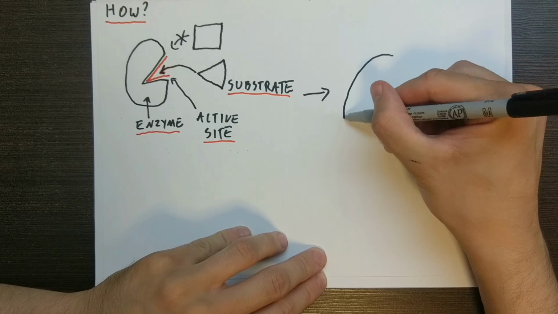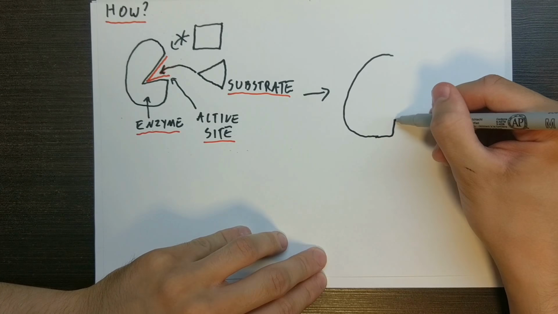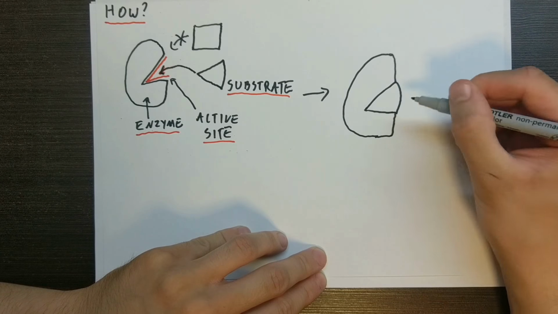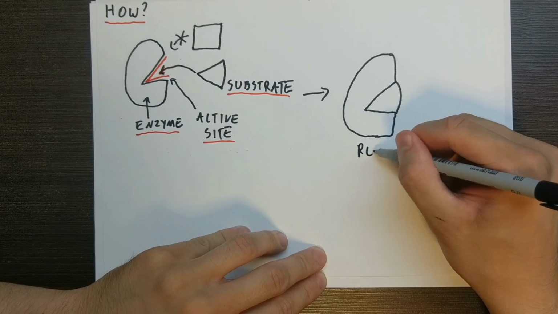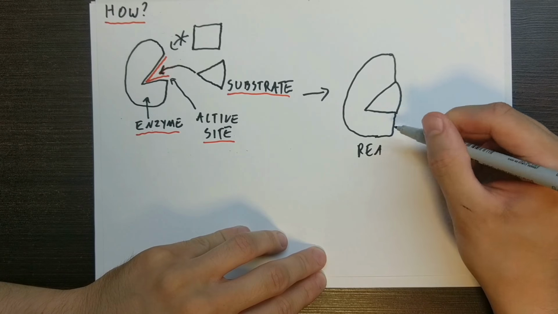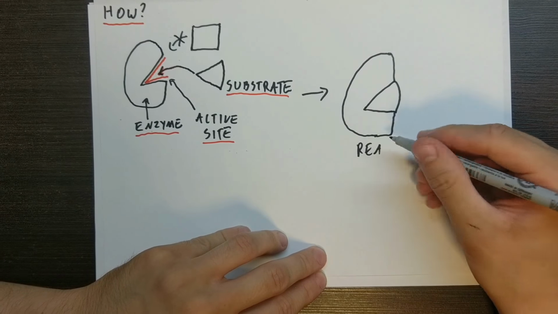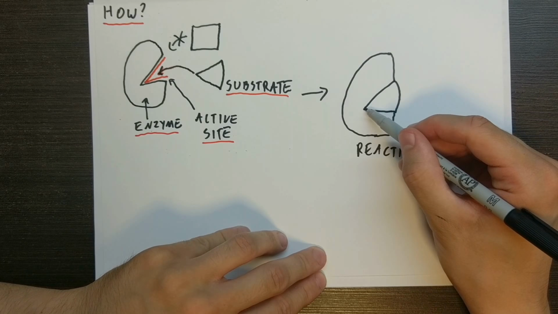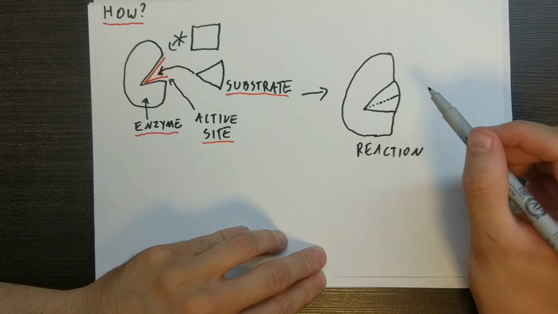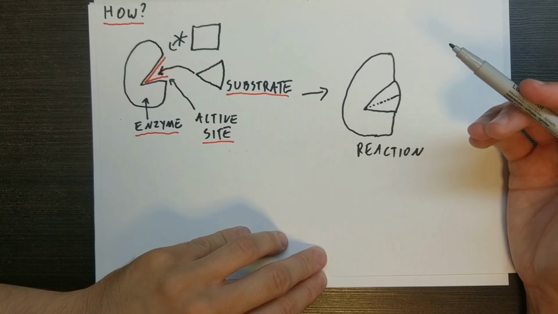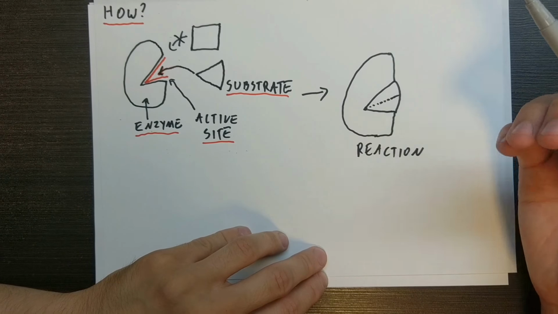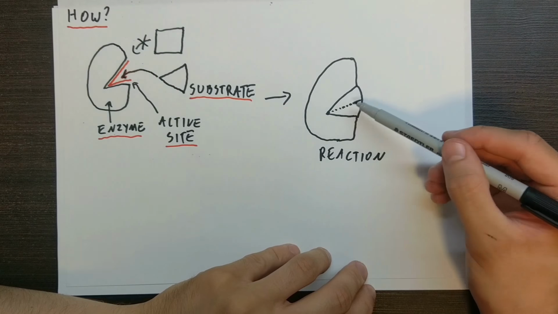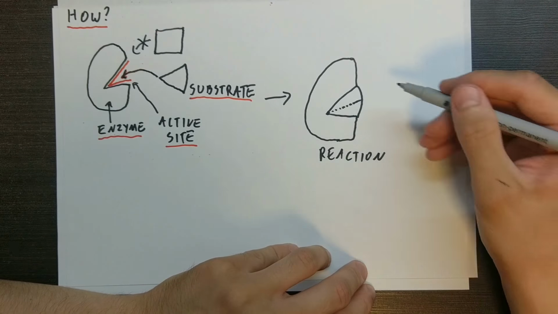We have the substrate enter this enzyme, and the reaction occurs. Some reaction occurs within the substrate, where it, for example, may get split, or it may be joined to something else. The enzyme may be using more than one substrate together. However, in this case, let's say that the enzyme splits it.